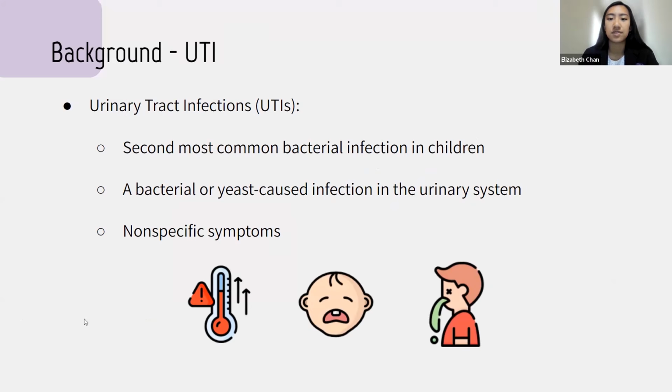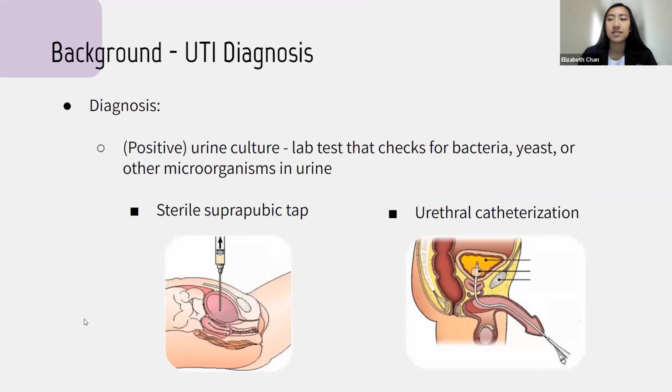The UTI symptoms include fever, irritability, and vomiting, and the effects of UTIs are more severe in infants as their immune systems are not yet fully developed, especially in the case of infants who were born premature. There are a few ways to diagnose UTIs, but the most common is through a urine culture, which is a lab test that checks for bacteria, yeast, or other microorganisms in the urine. For neonatal infants, the positive result is a culture growing at least 50,000 colony-forming units per milliliter from a single organism.